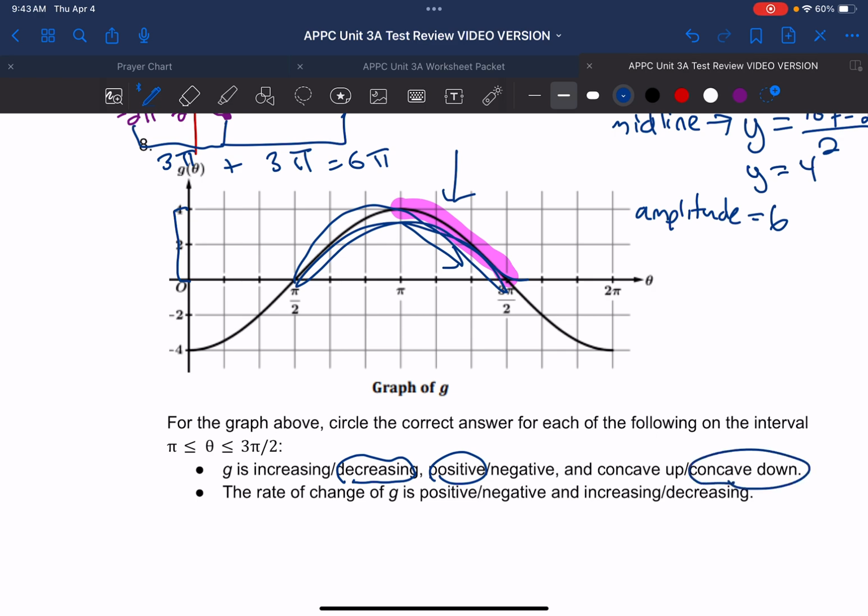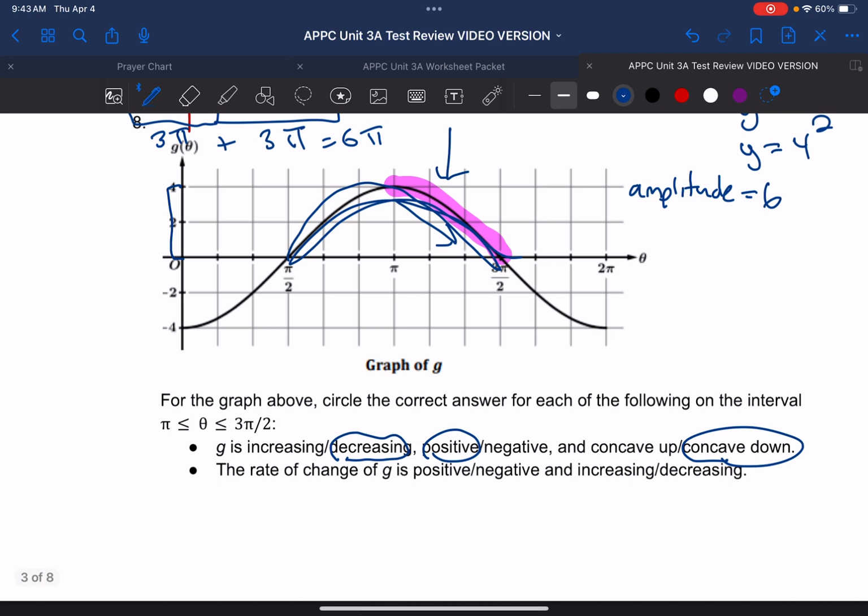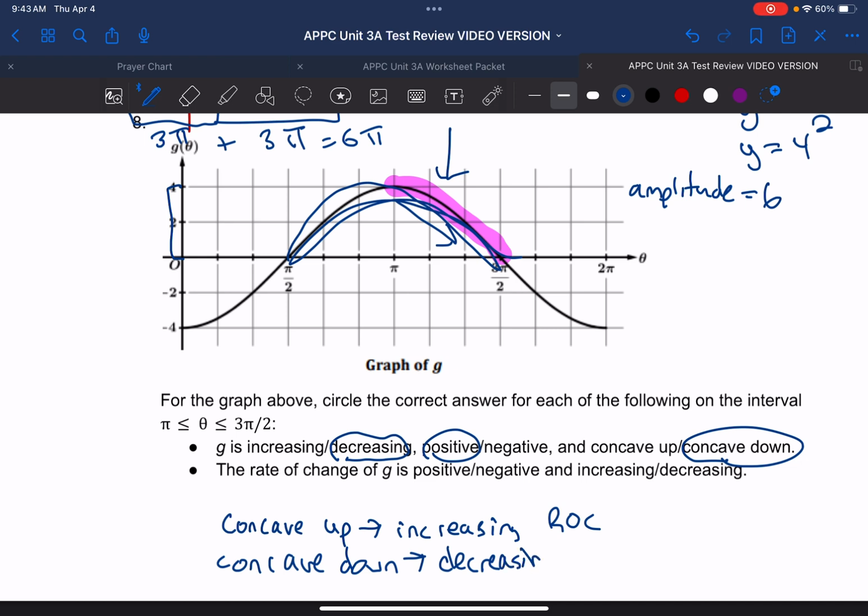Okay. And remembering the two different definitions for concave up and concave down always helps. So remember, for concave up, you always have an increasing rate of change, and for concave down, you always have a decreasing rate of change. So the rate of change here on the highlighted portion, it says, is the rate of change itself positive or negative? I would think of this as a negative slope, so it is negative.